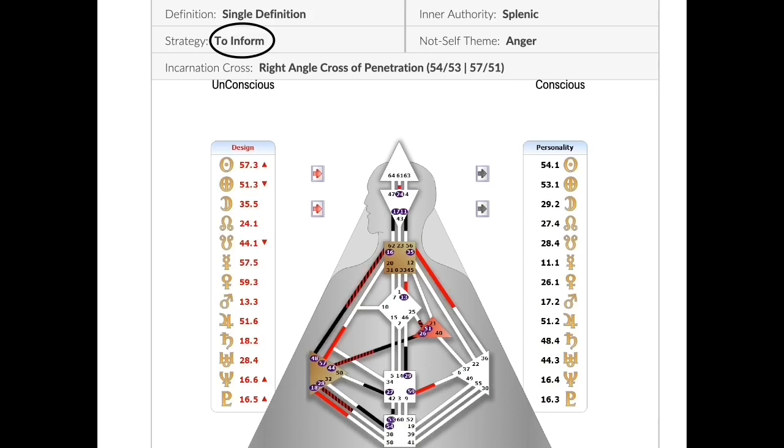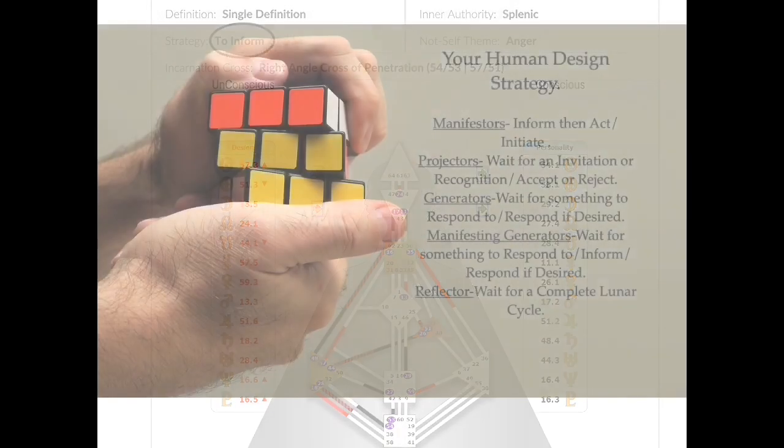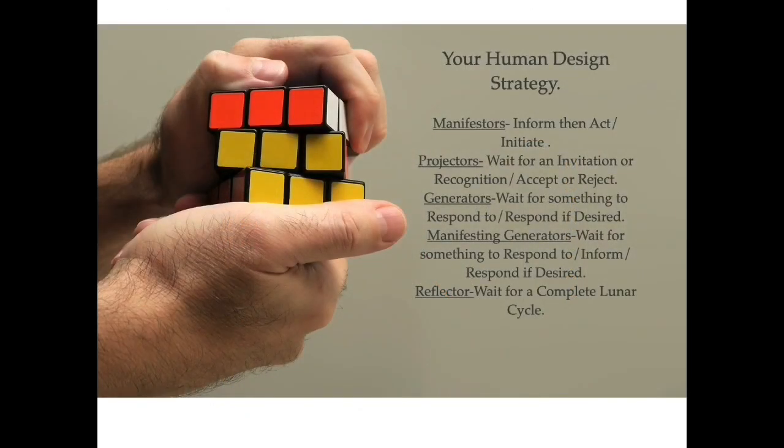And just so you know where to find it on the chart, again, the same chart, and this is just telling you the strategy. And for a manifestor, the strategy is to inform. I've added a lot of written information for this video so that if you want to do a screenshot, it's easy to have it for reference.